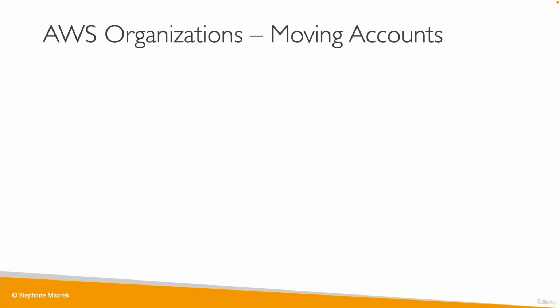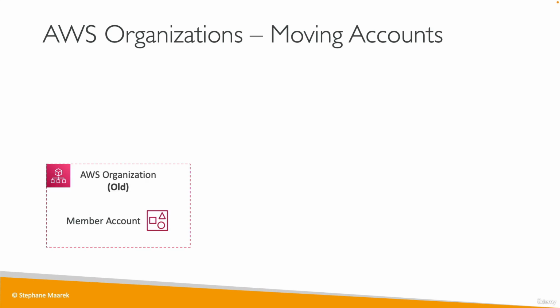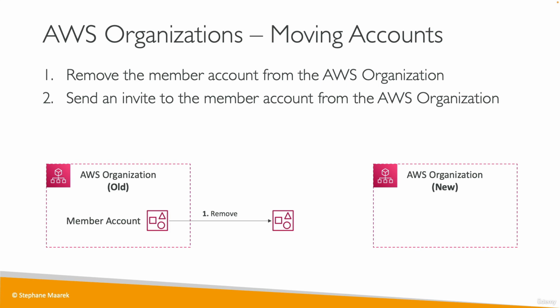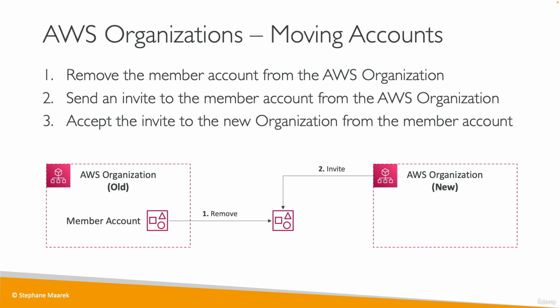You need to also know the process to move accounts between organizations. So if we have one AWS organization and another one, and we want to migrate a member account from one to the other, the first step is to remove the member account from the AWS organization so that it's standalone. Then we can send an invite to the member account from the new AWS organization. And then finally, we can accept the invite from the member account so that the member account joins the organization.